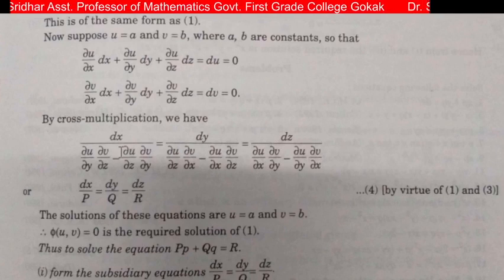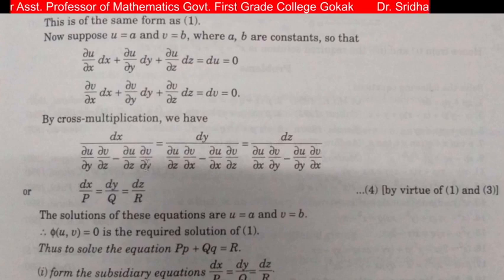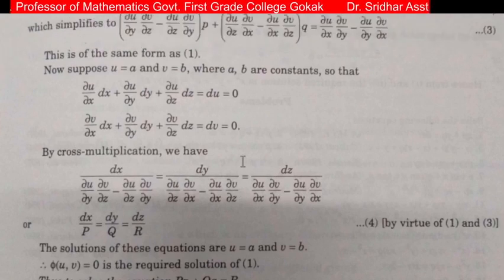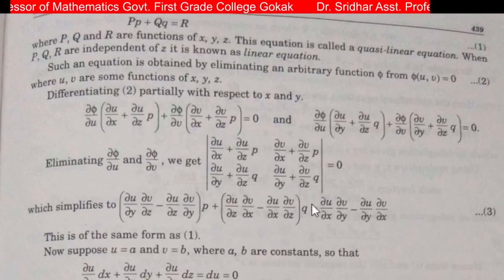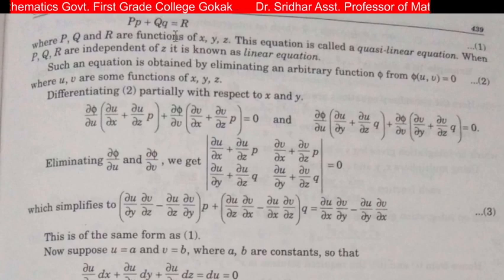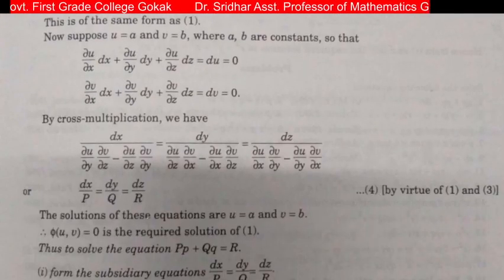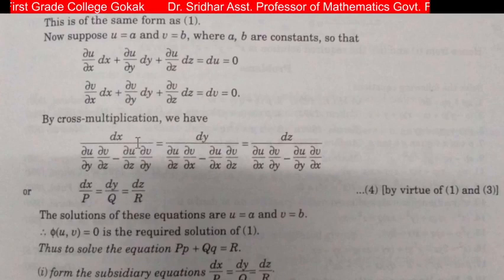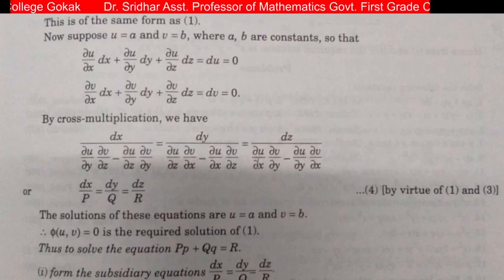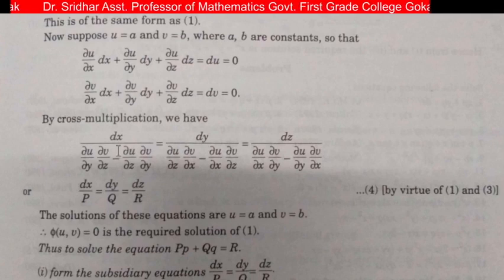Now this is similar to dx divided by P, because when you compare these equations, we obtain P equal to this term, Q equal to this term, and R equal to this term. So we write all those terms here: dx divided by P, dy divided by Q, and dz divided by R. This is the auxiliary equation for Lagrange's equation Pp + Qq = R.